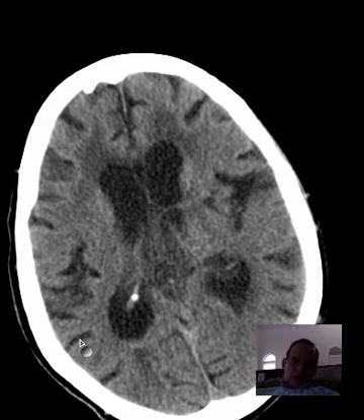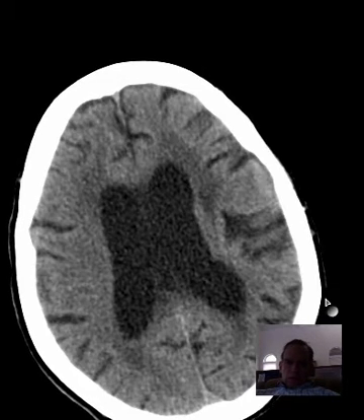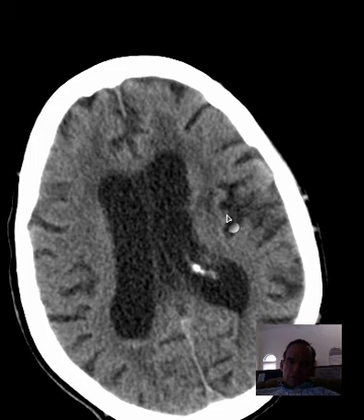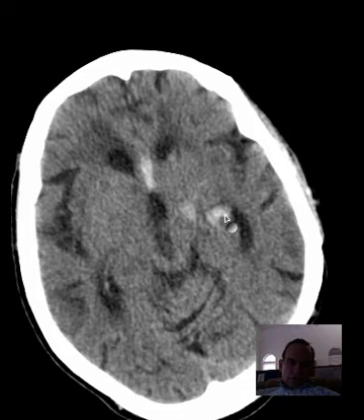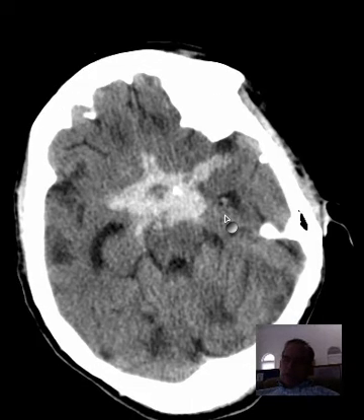And there's actually a little tiny bit of blood layering here in the dependent aspect of the right lateral ventricle. See that right there? And that's a little bit more than you see elsewhere. Not uncommon. The ventricles are moderately dilated and the cortical sulci are prominent, consistent with atrophy. So this is typical of a subarachnoid hemorrhage.